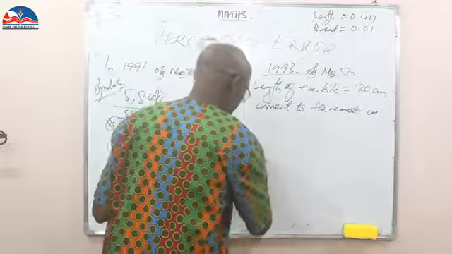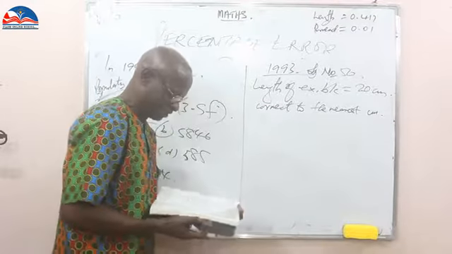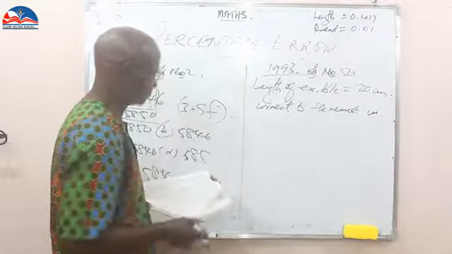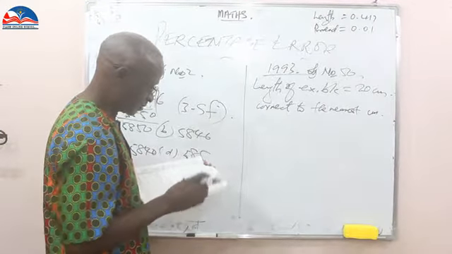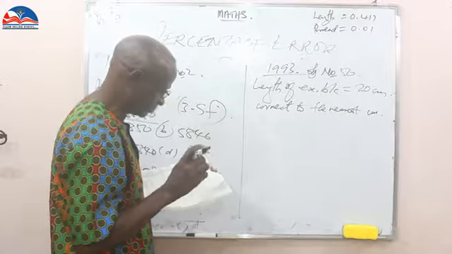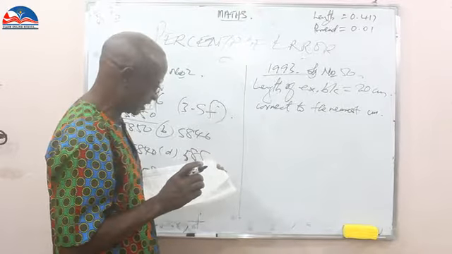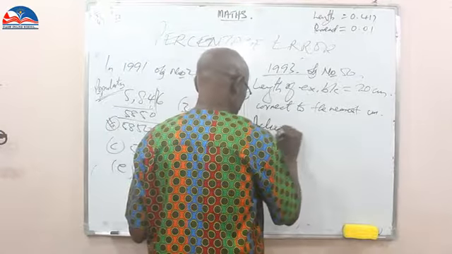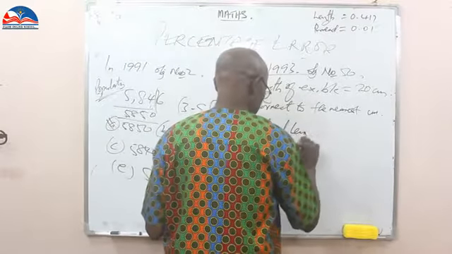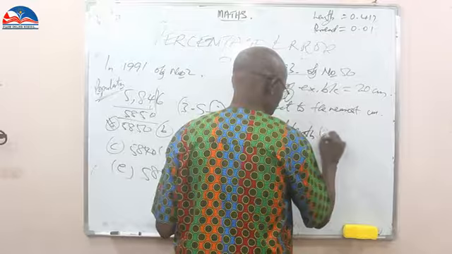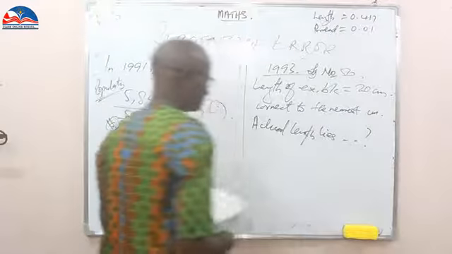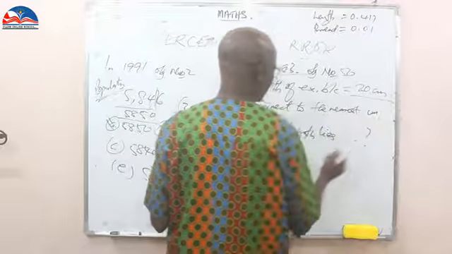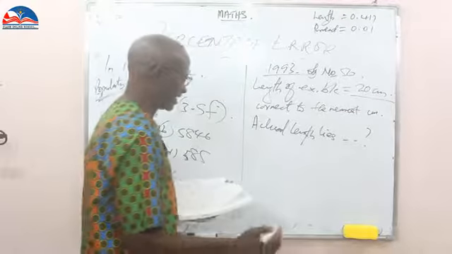Which of the options have you solved? You are given options A to E. The question asks, in which of the following ranges of possible measurements does the actual length lie? So where does the actual length lie? Because 20 cm is approximated, what are the likely answers?